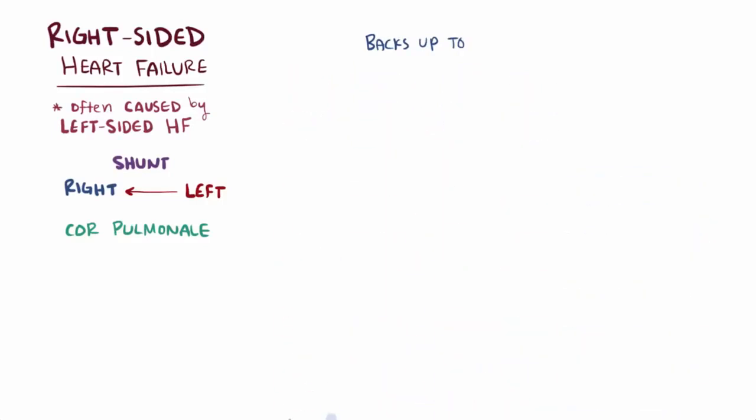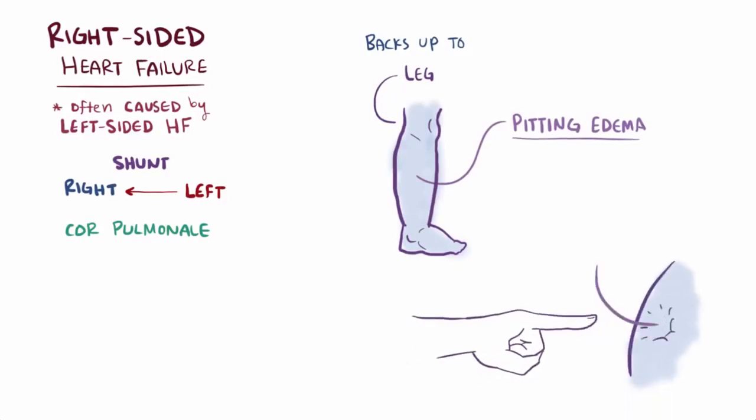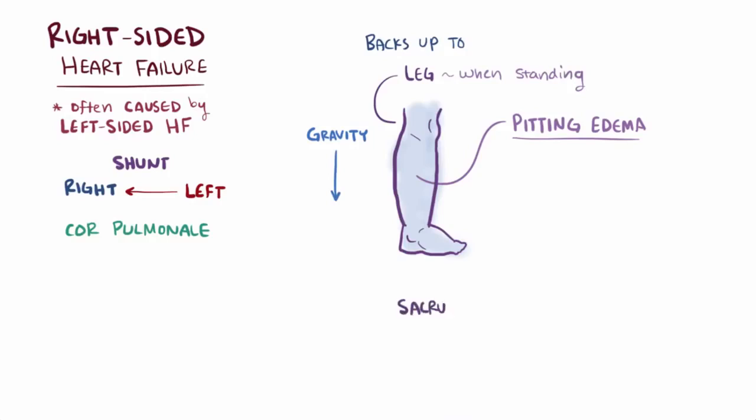Finally, fluid that backs up into the interstitial space of the soft tissue of the legs causes pitting edema, where the tissue is visibly swollen, and when you apply pressure to it, it leaves a pit, and takes a while to come back to its original place. This generally affects the legs in most people, because gravity generally causes the majority of the fluid to pool in the dependent parts of the body, which is the legs when you're standing, and the sacrum, essentially the lower back, when you're lying down.